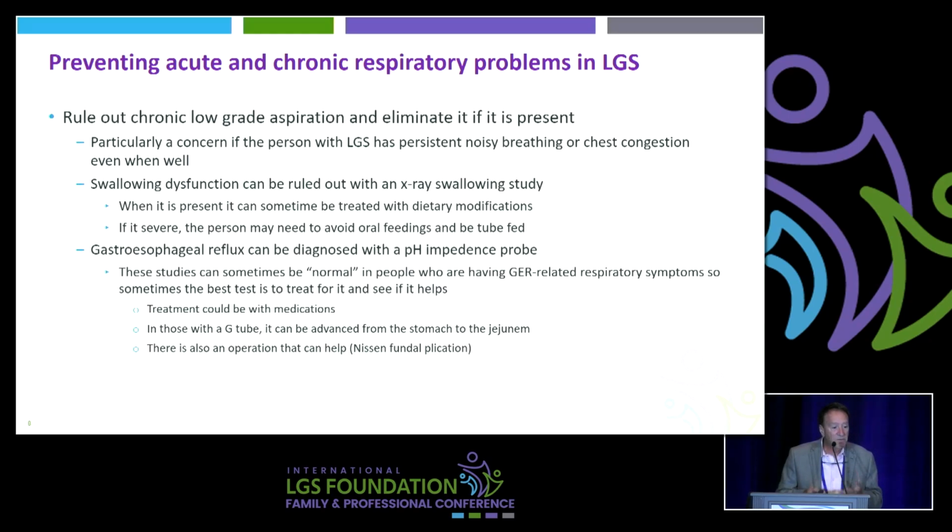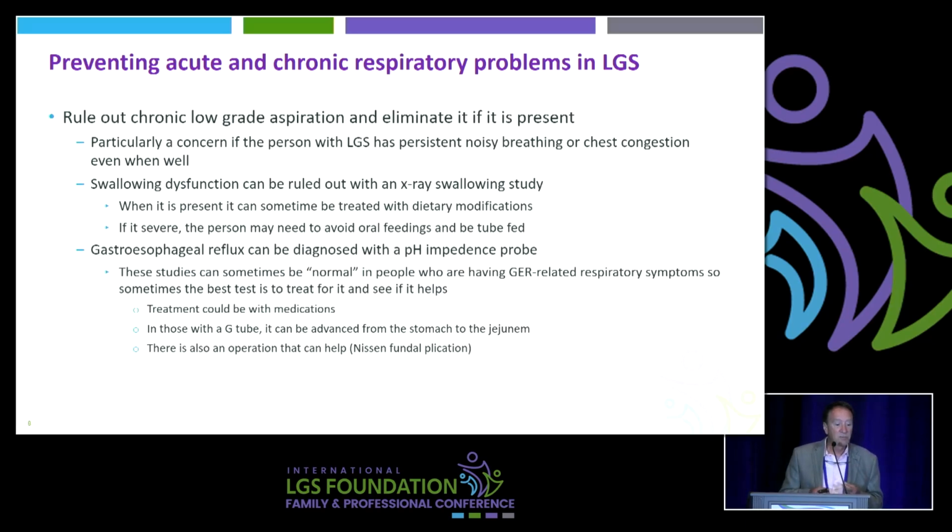So in order to prevent, or to do the best that we can to prevent, acute and chronic respiratory problems in LGS, first of all, we want to rule out chronic low-grade aspiration and eliminate it if it's present. Again, these sorts of low-grade aspiration and bronchitis are going to make any other event much worse, okay? So particularly if a person with LGS has persistent noisy breathing or chest congestion, even when well, then chronic aspiration is a consideration.